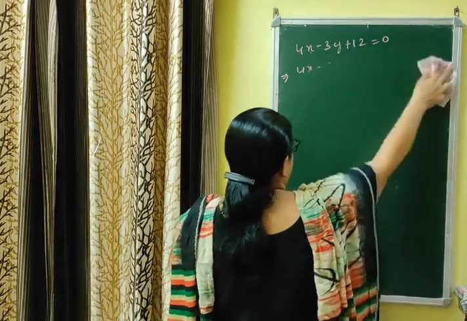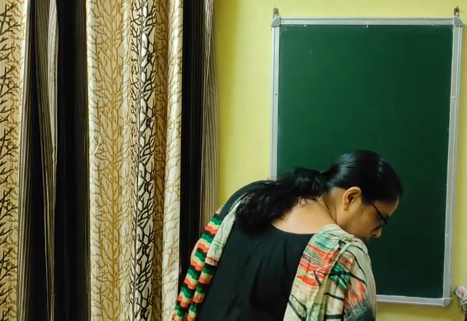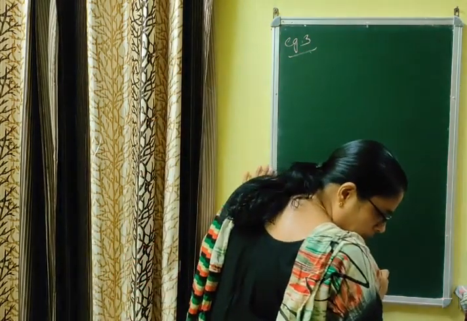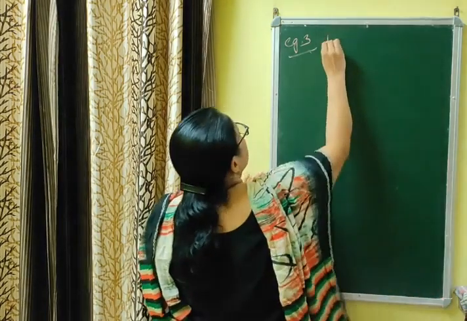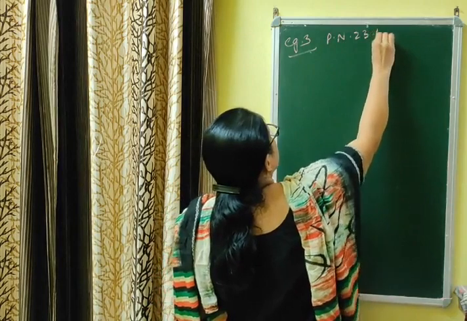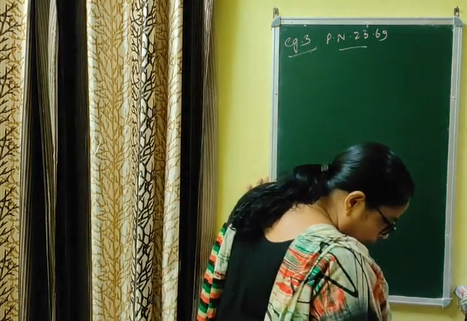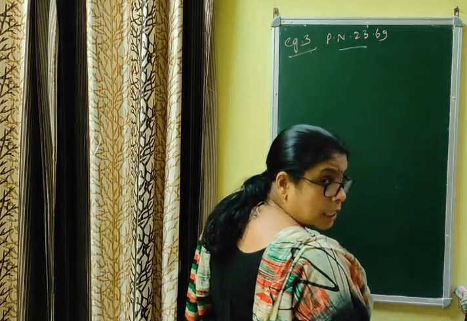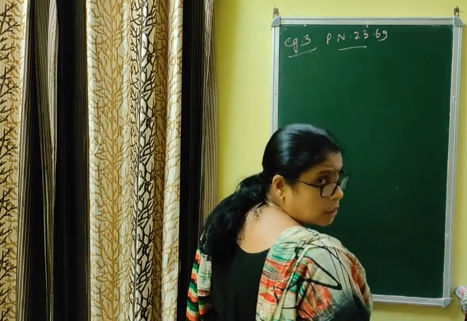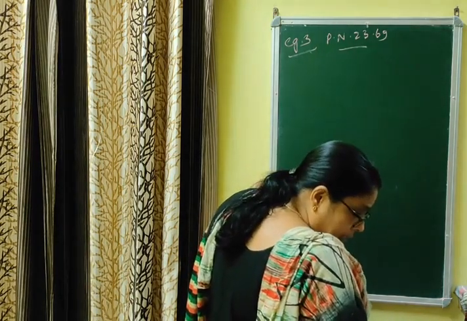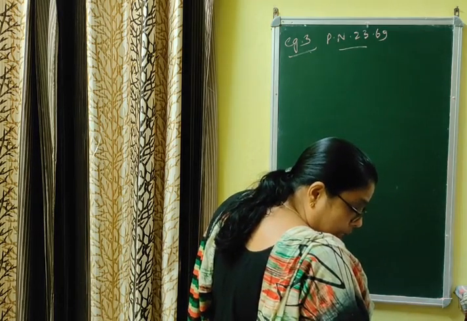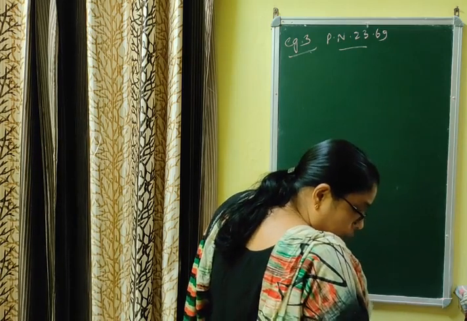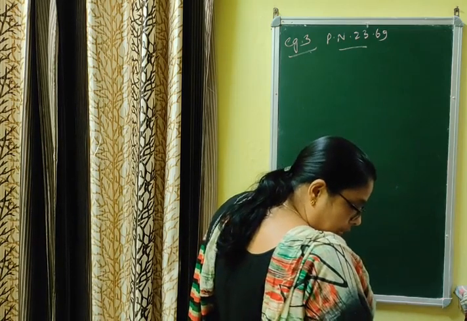Now the next question I am doing is example 3. This is an NCERT question. Example 3, page number 23.69. I am reading the question. Find values of k for which the line k minus 3 multiplied by x minus 4 minus k square into y plus k square minus 7k plus 6 equal to 0. First part is if it is parallel to x-axis, second is parallel to y-axis, third is passing through origin.